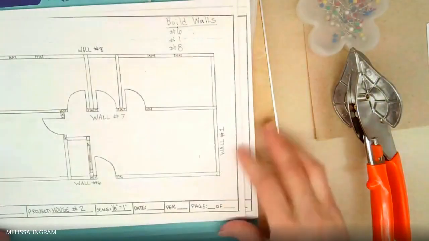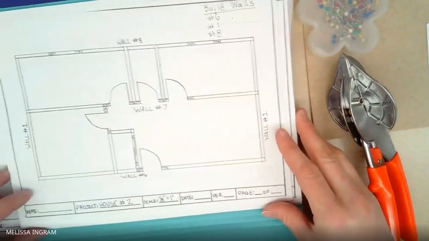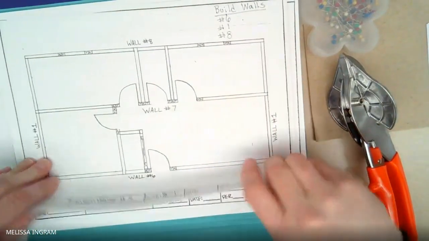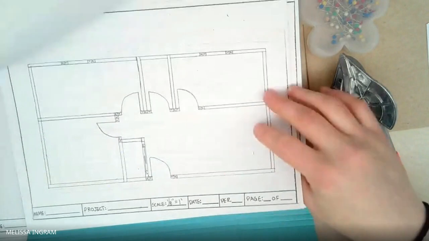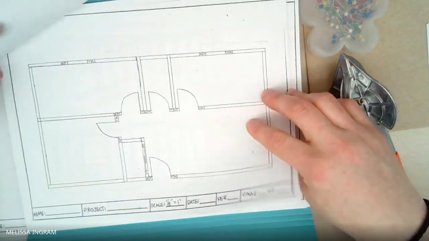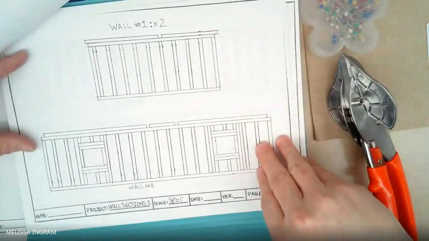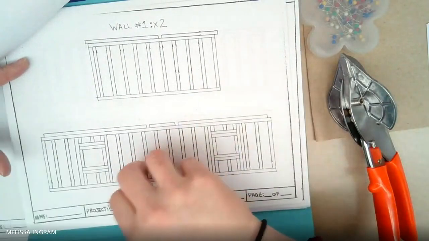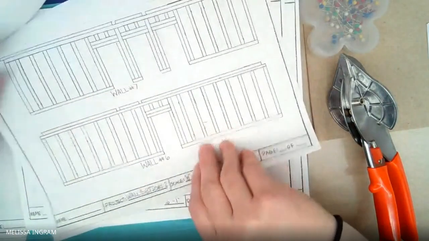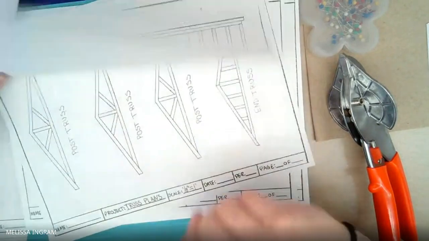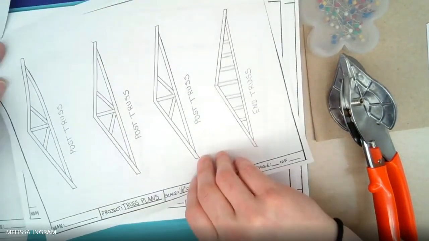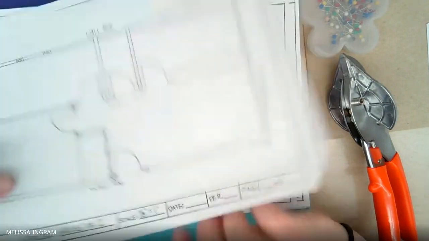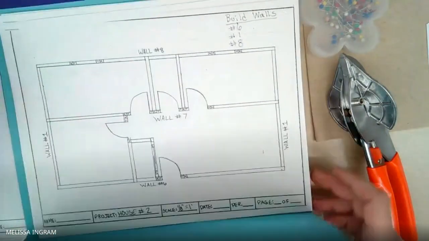House plan 2 is a rectangular house, and it has the same exact components: a second layout of the house and your wall sections. Up here it says wall number 1, and you have to have 2 of them. Then there are walls 7 and 6, and your trusses, which would be the components. That would be house number 2.